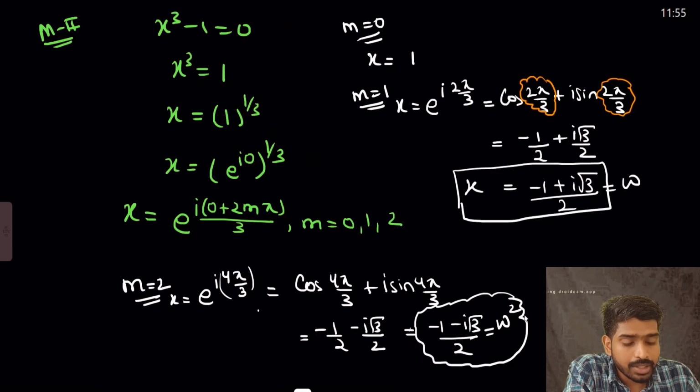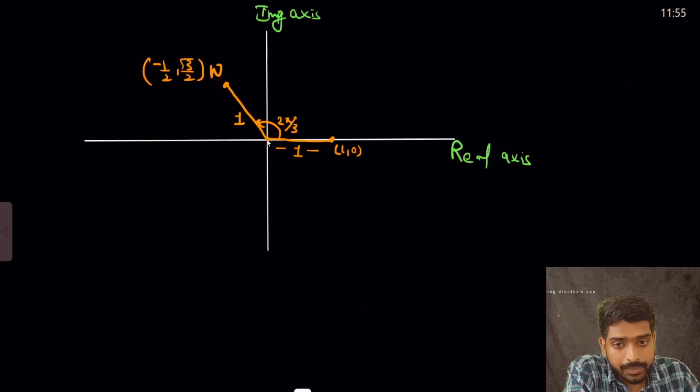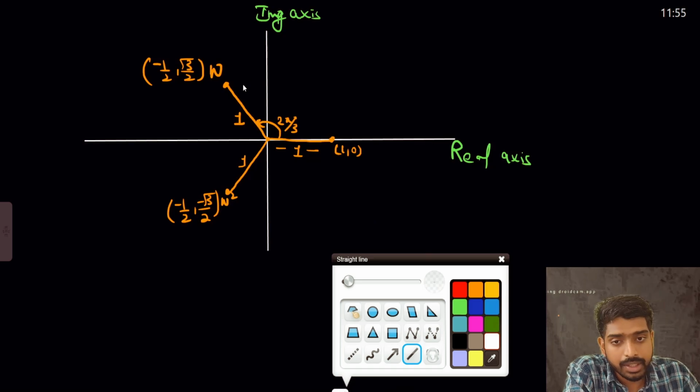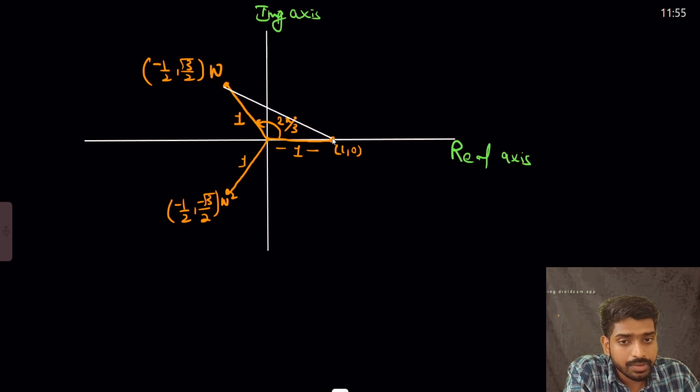Next, where does omega square lie? The argument of omega square is 4 pi by 3, 240 degrees. It will lie in the third quadrant. Magnitude will be 1. The coordinate of this complex number omega square will be minus 1 by 2, minus root 3 by 2. We will join all the three complex numbers. We are going to get an equilateral triangle. Yes, equilateral.